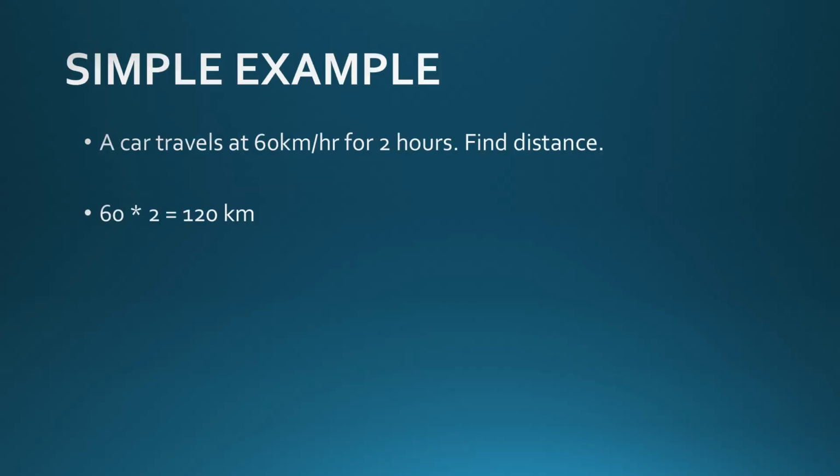Now let's look at a simple example. A car travels at 60 km per hour for 2 hours, find the distance. So we know distance equal to speed into time. So if speed is 60 km per hour, time is 2 hours, we multiply, we get 120 km.